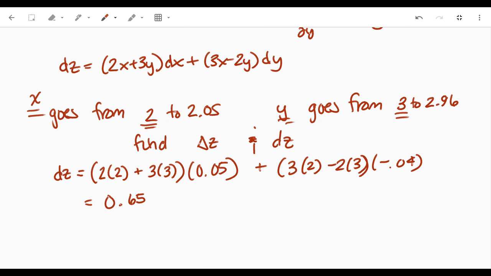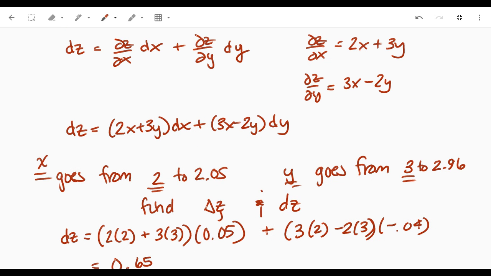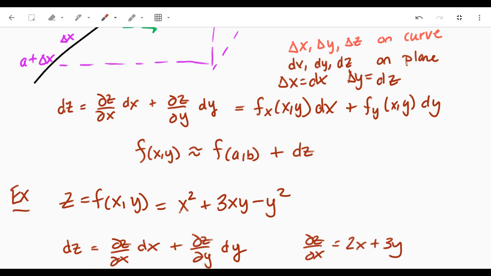Okay, so whatever, in other words, it keeps getting all glitchy on me. Okay, I want to go back up to, hopefully this is almost done here. So f of 2.05, 2.96 is approximately f of 2.3 plus 0.65. So I could find f of 2.3 and add 0.65 to it.